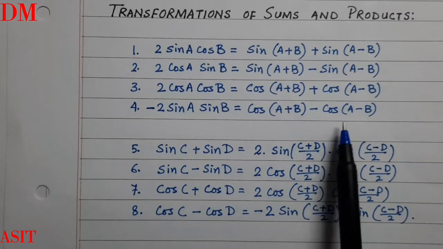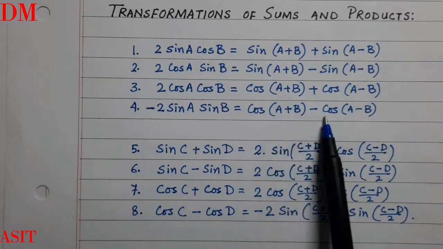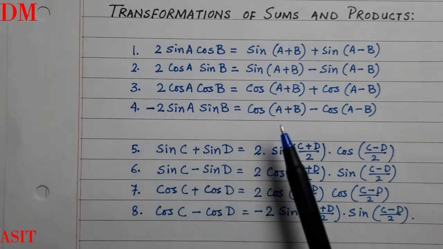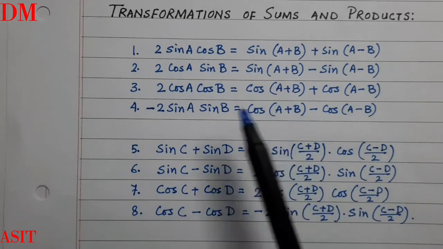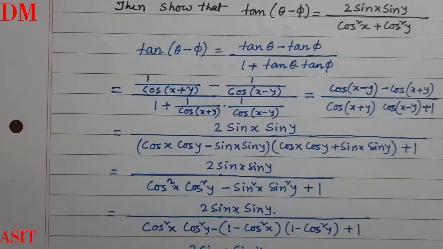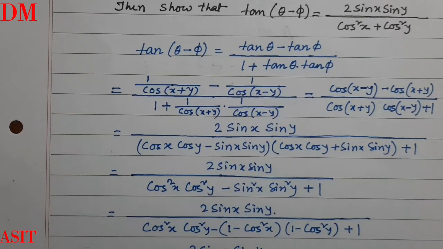So the formula was cos of x minus y minus cos of x plus y. Just the negative of this one. So that means obviously the result will be with the negative also. So we can write cos of x minus y minus cos of x plus y as 2 sin x sin y. So here we can see 2 sin x sin y.